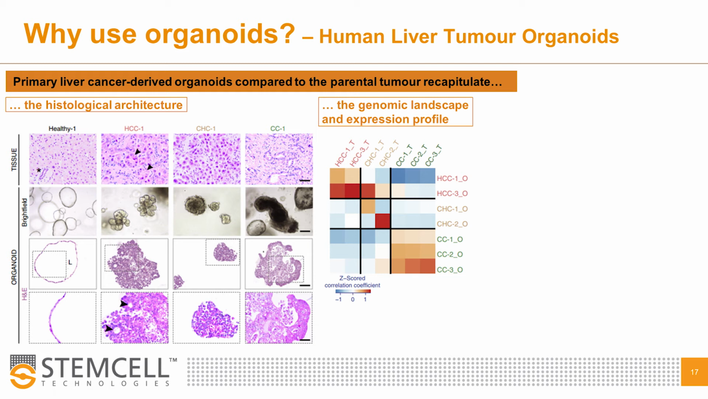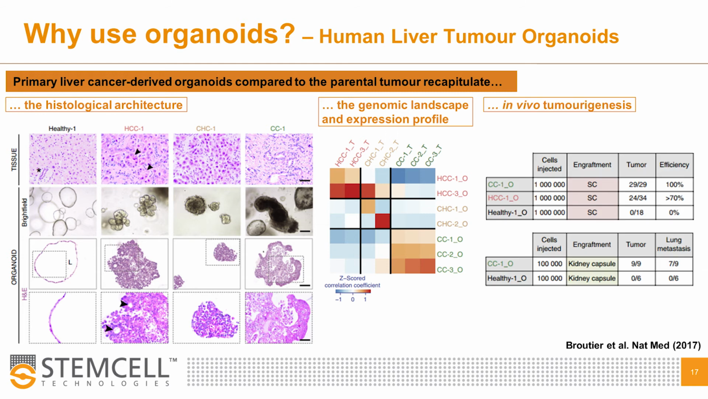And as if this wasn't striking enough already, the authors then transplanted tumoroids under the skin of immunocompromised mice to determine whether in vivo tumoroids also reproduce the features of a human primary liver tumor. And indeed, tumor outgrowth was found only in the animals engrafted with tumoroids, but not when injected with healthy liver-derived organoids.